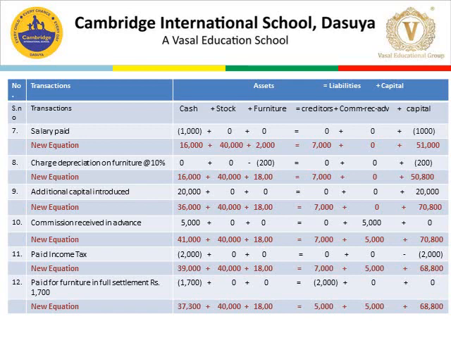The 7th, salary paid, we have already done in the previous slide. 8th one is charge depreciation on furniture at the rate of 10%. Now, depreciation on furniture, the cost of furniture was 2,000. So the 10% of 2,000 is 200.